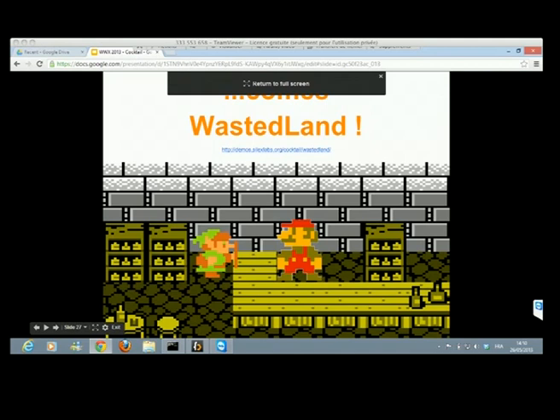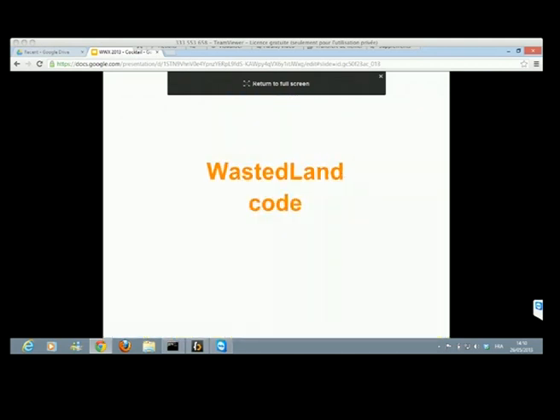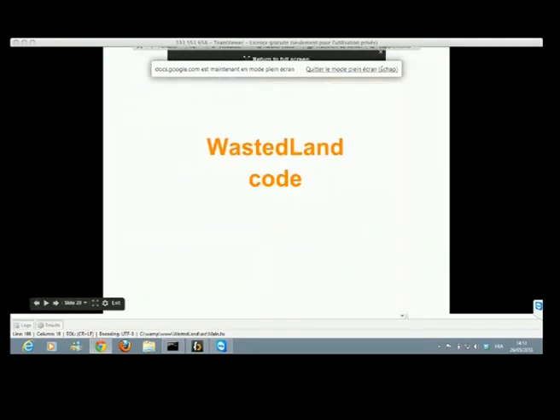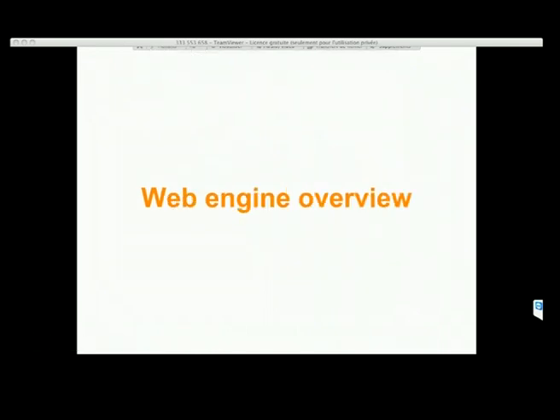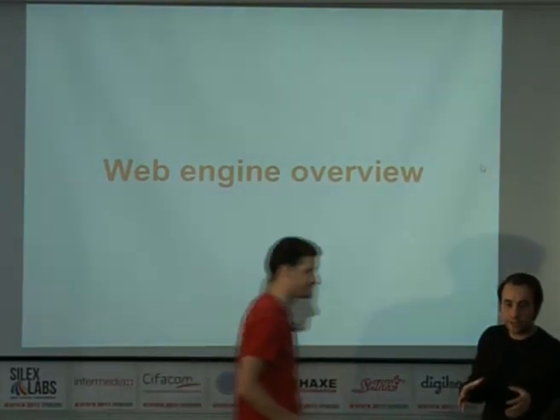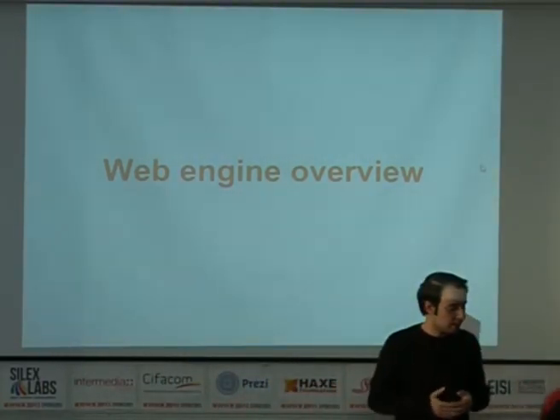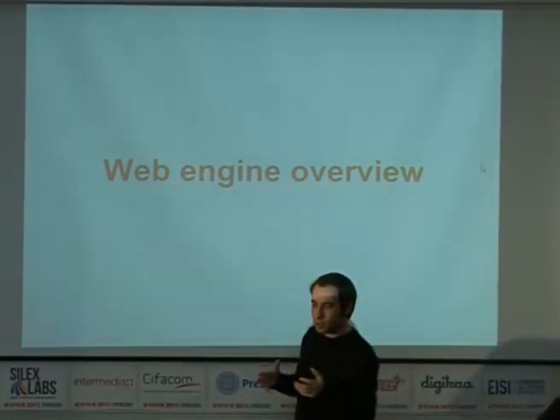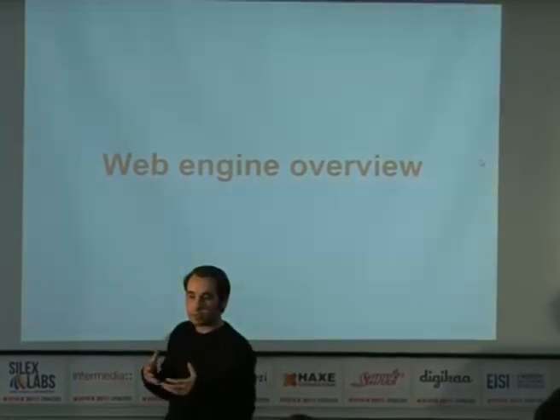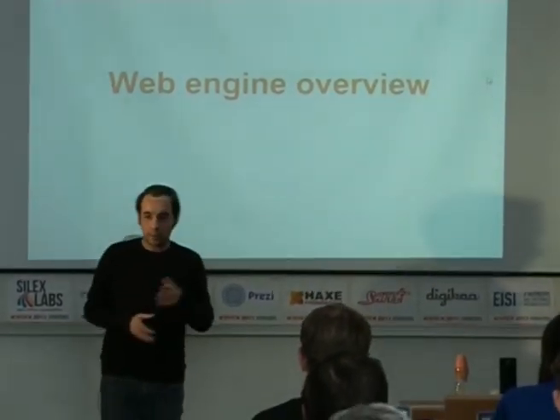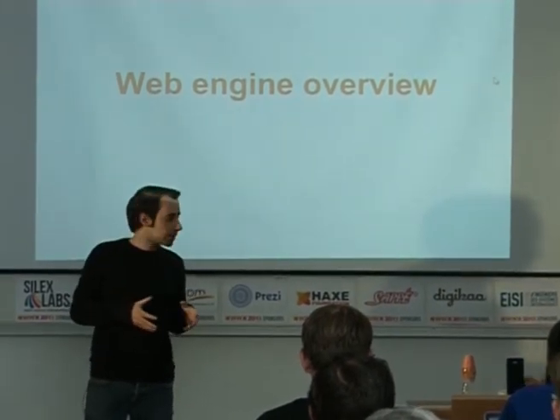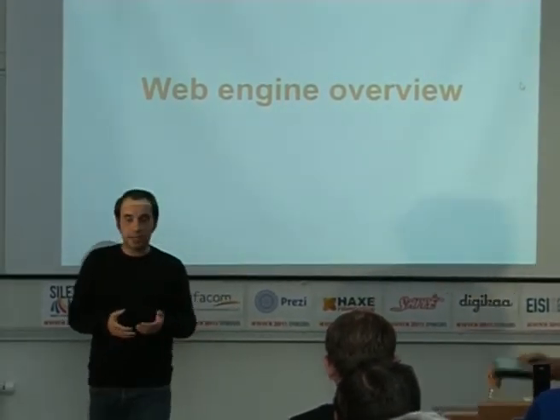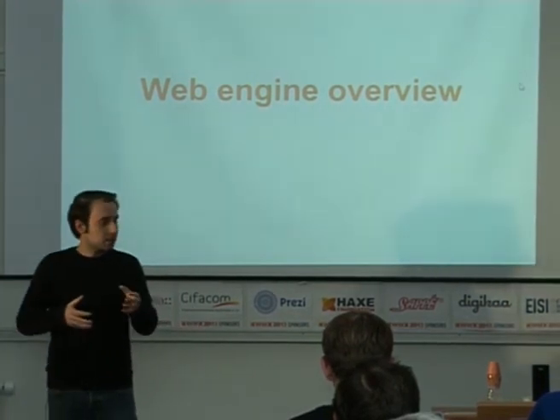Now let's go back to the slides. Okay. So that was the code. I'd like to tell you a little bit of theory about web engines. What I mean by web engines are things like WebKit. I don't know if you're familiar with that. It's what powers Safari, Chrome, and thousands of mobile browsers. Gecko for Firefox, and now Cocktail. They all do basically the same kind of stuff.